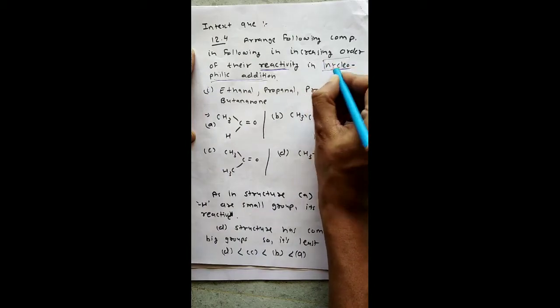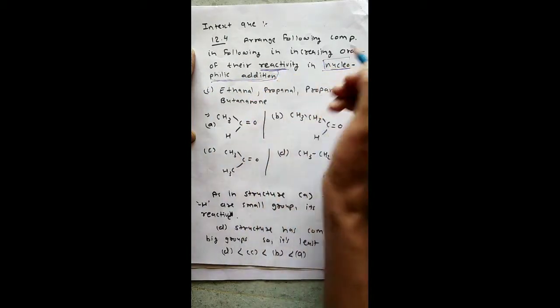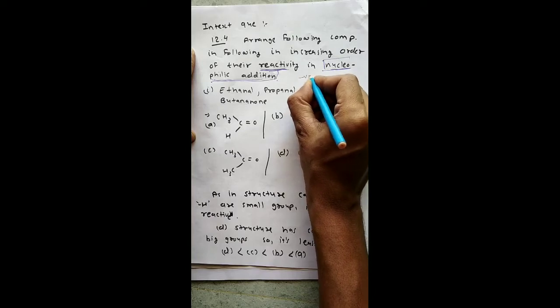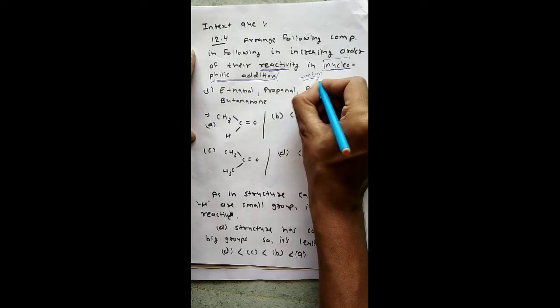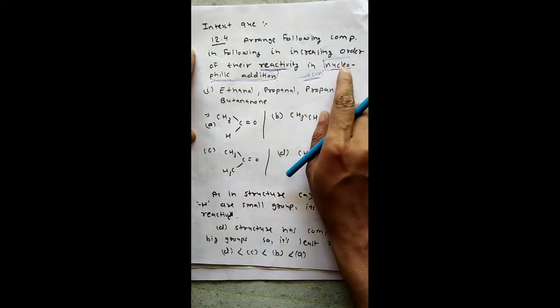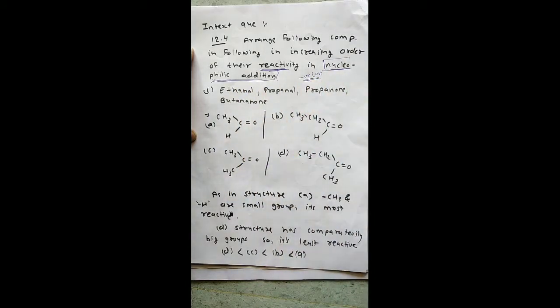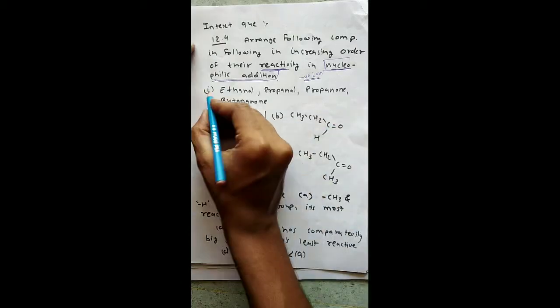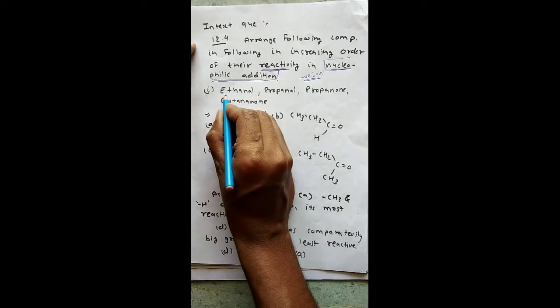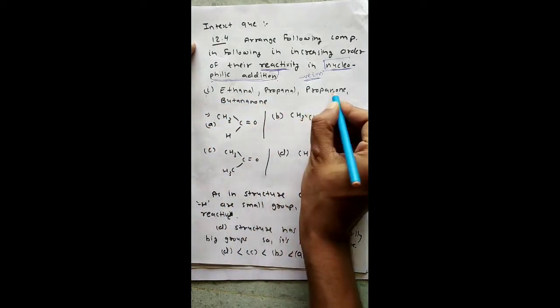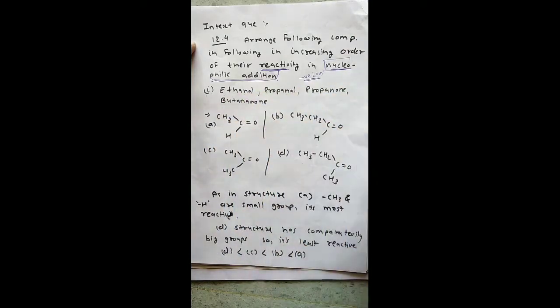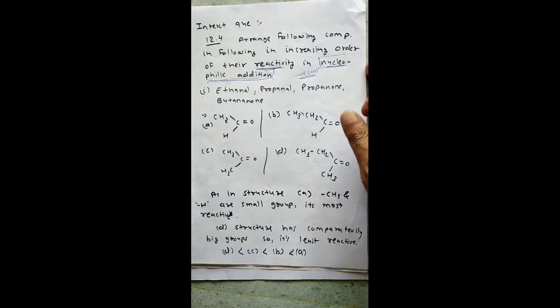What is nucleophilic addition reaction? It means addition of a negative ion. A nucleophile is a negative ion or a compound with non-bonding electrons, that we have discussed. Now for the first question, you can see the names are given here: ethanal, propanal, propanone and butanone. Which one is most reactive and which one is least reactive, that you have to find.